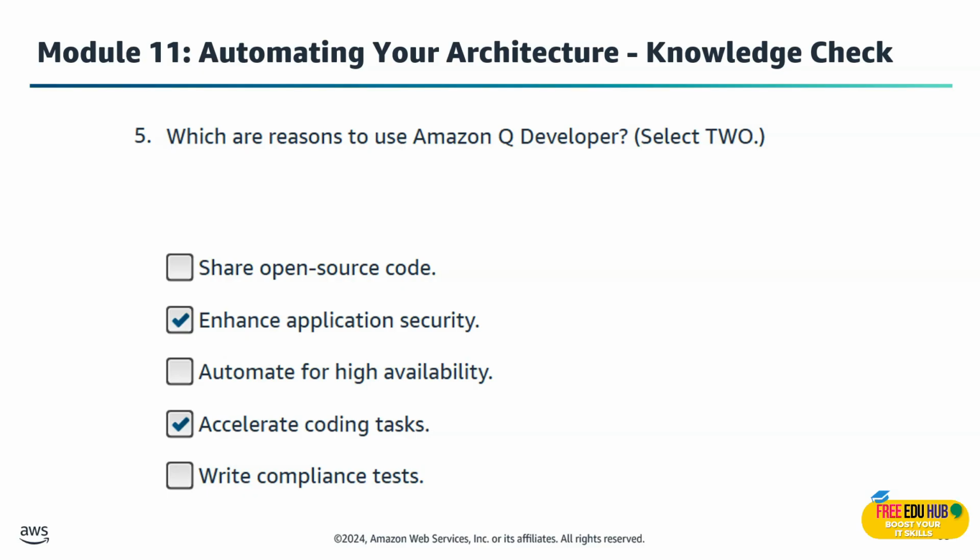It helps developers write cleaner and more secure code in a faster way. Now, the other options were to share open source code. Q Developer doesn't host or share code. We cannot select automate for high availability since that's about infrastructure design, not coding. And then we cannot use write compliance tests also, since it may help suggest code, but compliance testing is separate.